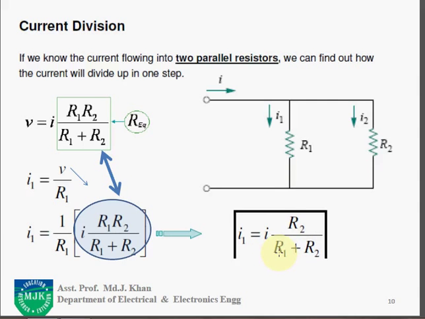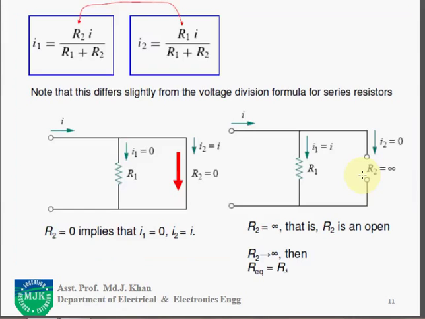In this way I can find the current in each branch. Similarly, for I2, I get I into R1 upon R1 plus R2. See, for I1 I have written R2, but for I2 I have written R1. Pay very close attention, because this equation is slightly different.